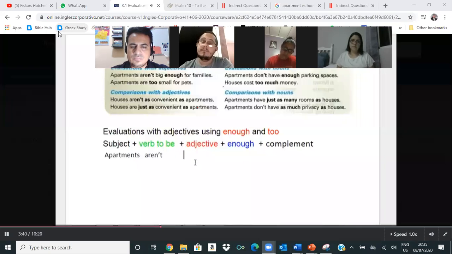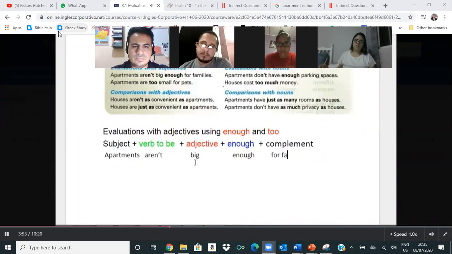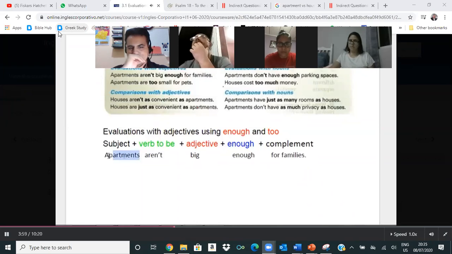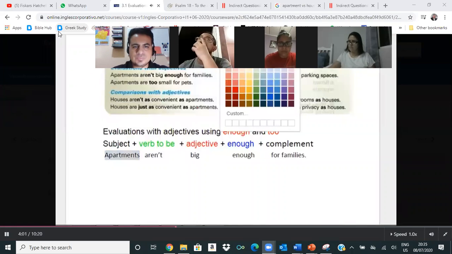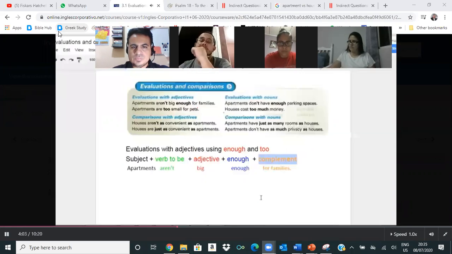And then this is going to be followed by the adjective. So in this case, the adjective is big. Then this is going to be followed by enough. And then we're going to have some sort of complement here. So in this case, it happens to be families, right? So if we look at the pattern, we have a subject. I'm going to go ahead and follow the colors so that we can see what's happening there. That's in black. There we go.